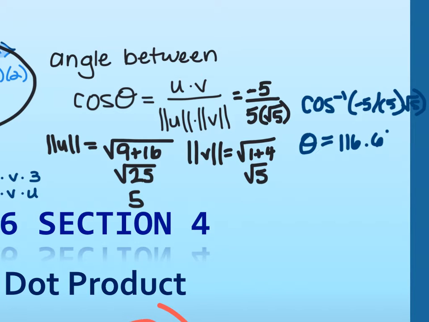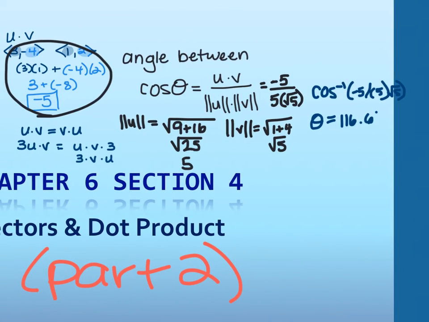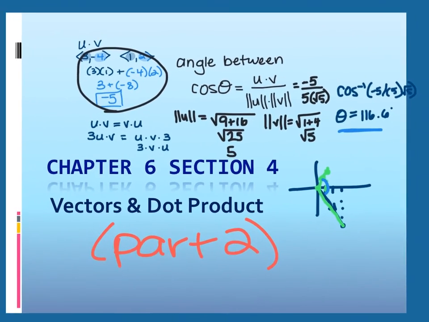And then we also talked about how we can actually plot those vectors so that we can see if it matches what it says. So if I have a vector that's 3, -4, I'd go right 3, down 1, 2, 3, 4. It's approximately there. And then if I have another vector that's 1, 2, I'd go right 1 and up 2. That's my other vector. And that definitely appears to be bigger than 90 degrees, which makes sense with our 116.6.